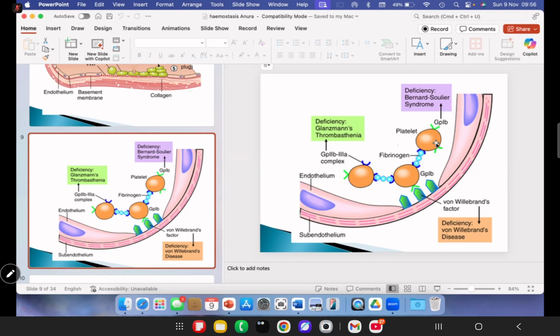Okay, deficiency of this one, glycoprotein 1B, can cause bleeding and is called Bernard-Soulier syndrome. Deficiency of this von Willebrand factor is called von Willebrand's disease. Okay, very simple. And 2B and 3A deficiency is Glanzmann's thrombasthenia. Simple. Okay, right.